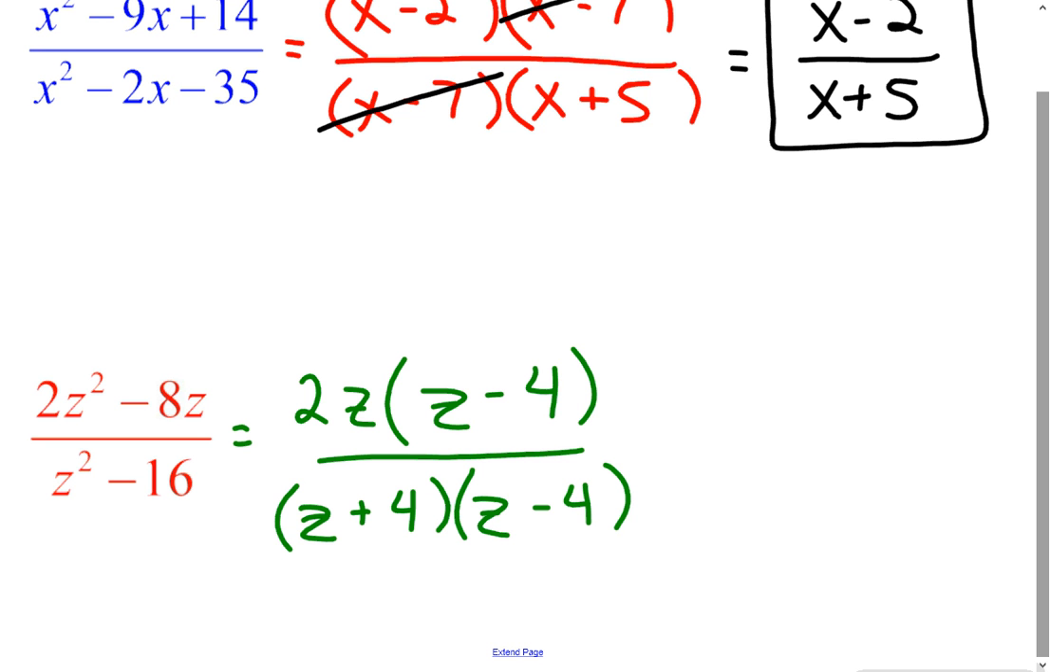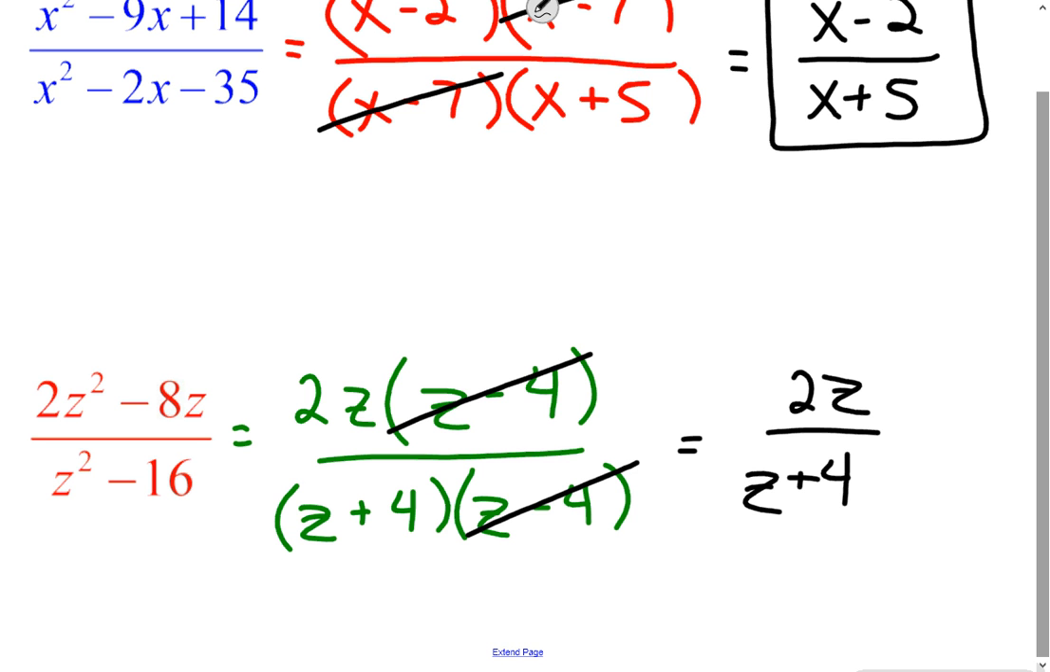Now, look for those common factors. I see z minus 4 is in the numerator and the denominator. Those will divide out, become 1. Therefore, all that's left then in the numerator is 2z, and in the denominator we have the z plus 4. So I've taken that original red rational expression and simplified it to this black rational expression.